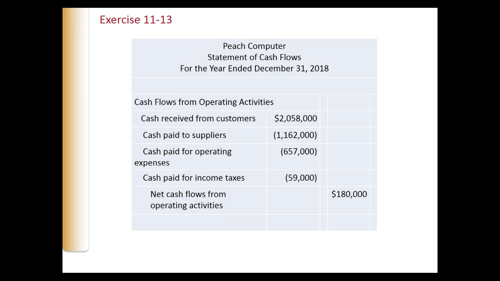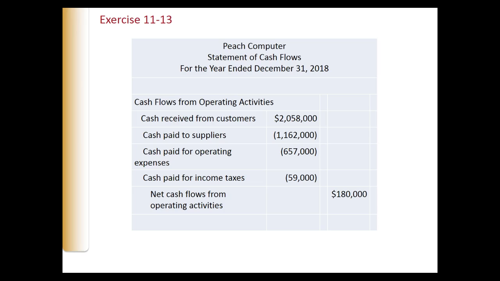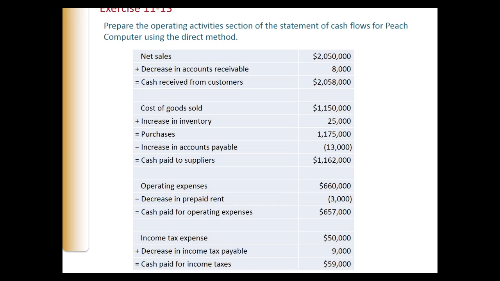Then the cash received from customers is a plus $2,058,000. The cash paid to suppliers is a minus $1,162,000. The cash paid for operating expenses up here is a minus $657,000, as we see on this slide. And the cash paid for income taxes would be a minus $59,000. So the $2 million minus those amounts will give us our net cash flows from operating activities of $180,000.